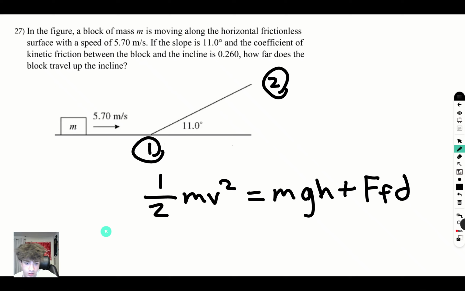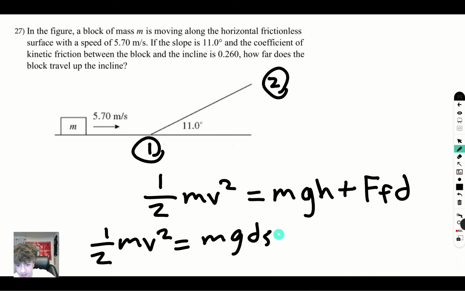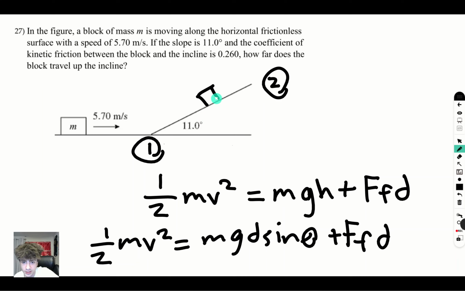We'll have 1/2 mv squared is equal to mg d sine theta plus frictional force times d. Now from here, our final step before we just do our calculations is to find the frictional force. So let's take a look at our block here. As it's moving upwards, the frictional force is going in the opposite direction, this way.